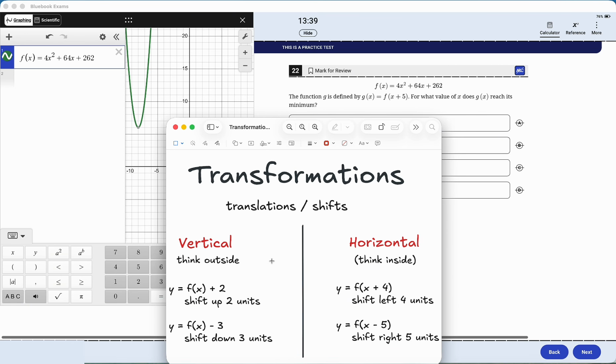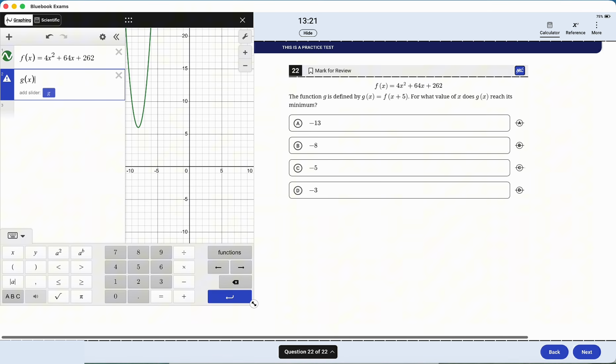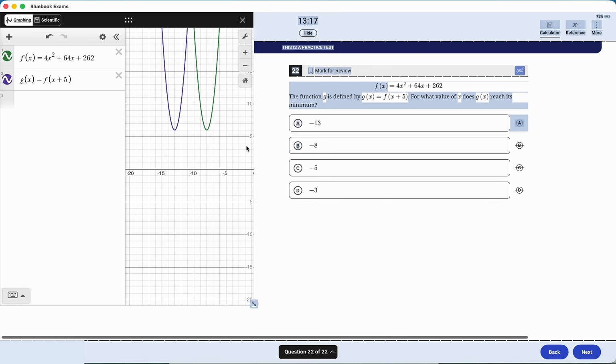I haven't really seen anything ask about stretches or compressions or even reflections really, right? But you want to understand how to write a vertical shift or a horizontal shift. So here you see this is horizontal, it's x plus 5. That's how I know it's left 5, right? Here's my example here. X plus 4 means left 4, right? But like I said, here you don't really need that because they already wrote it for you, and so you can just type this in and you see, here's my transformed one.